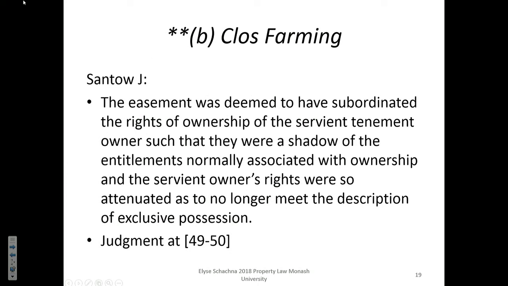If we go to the 2 asterisk slide, we know Justice Santo in Clos Farming held that the easement was deemed to have subordinated the rights of ownership of the servient tenement owner, such that there were a shadow of the entitlements normally associated with ownership, and the servient owner's rights were so attenuated as to no longer meet the description of exclusive possession. This is from the judgment at 49 to 50, if you want to go have a look at it. So we're looking here in terms of joint occupation. What does that mean? The idea is that you've essentially left the ST with a shadow of rights. You've deprived them of use of their land.